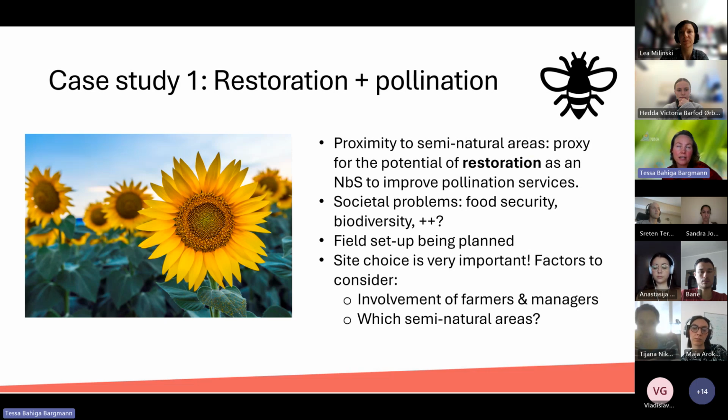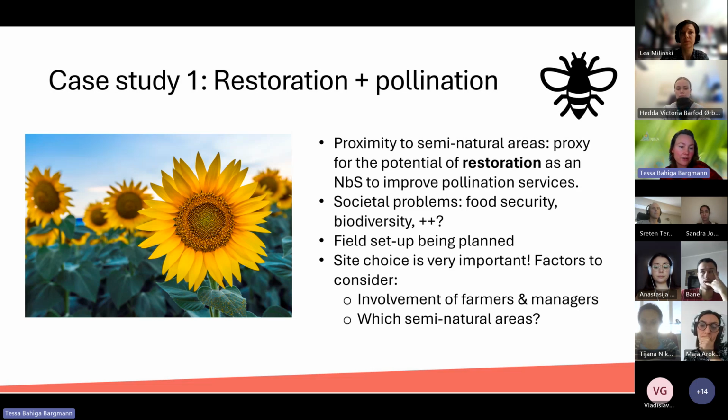So it's not actually a nature-based solution that we're testing in that sense, but it's the proximity to restored or natural areas. This will hopefully let us know how potential restoration outside of these sunflower fields would lead to improved pollination services. Here, of course, the societal problems would be food security and improving biodiversity, possibly also others that we haven't explored, I don't know, human well-being, anything like that. So we're already starting with the field setup.